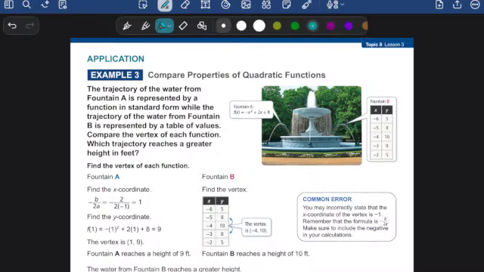Example 3. Our application problem, compare properties of quadratic functions. So thinking of how wide is the parabola, where's the vertex, where's the axis of symmetry, is it upward facing, is it downward facing, what's the average rate of change, which is related to how wide or narrow the parabola is. So we have this trajectory of the water from the fountain, so that's that curved motion again, making that parabola.